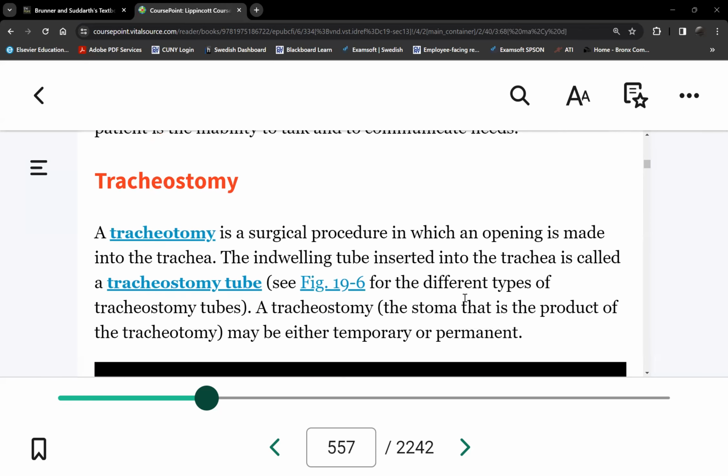And of course, we're not discussing whether or not the tracheostomy will be permanent or temporary. It all depends on the patient's condition. Clear?